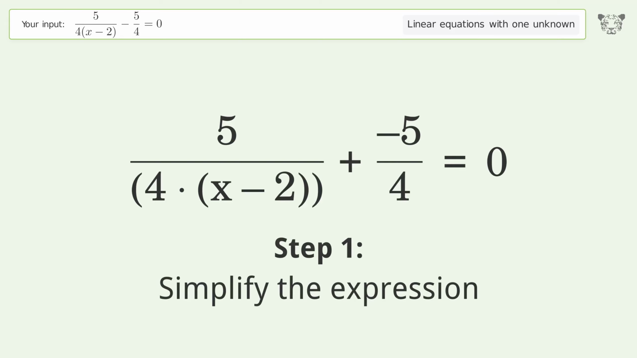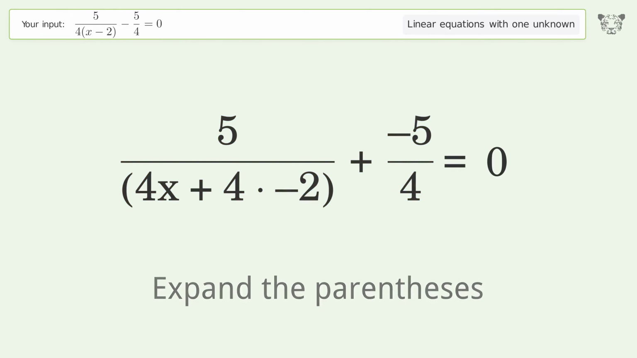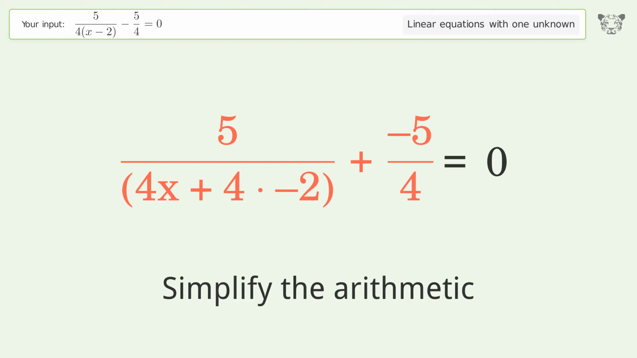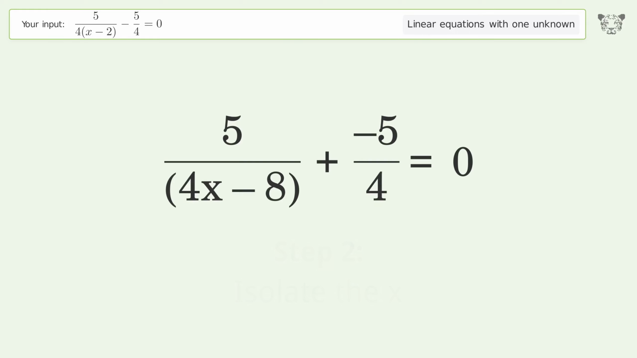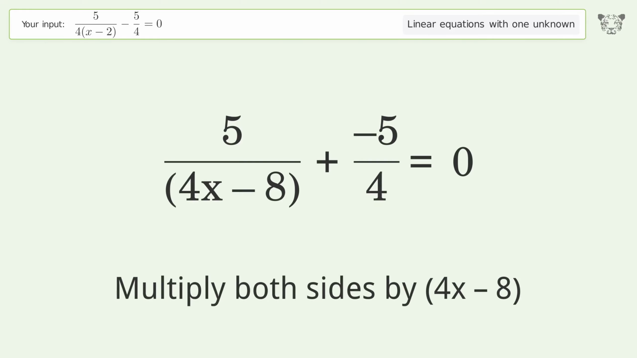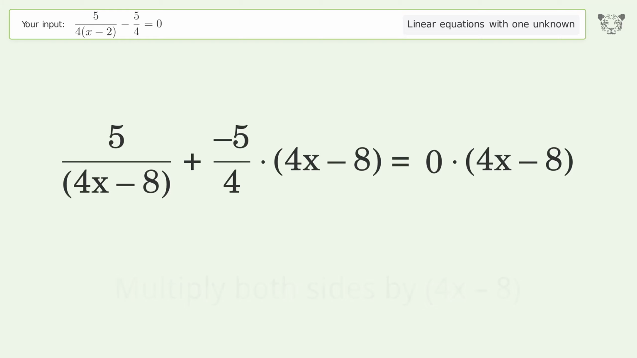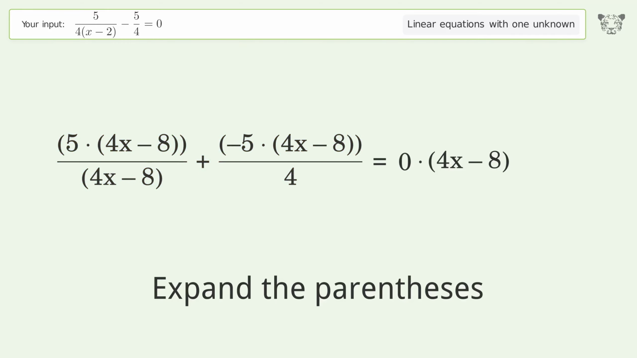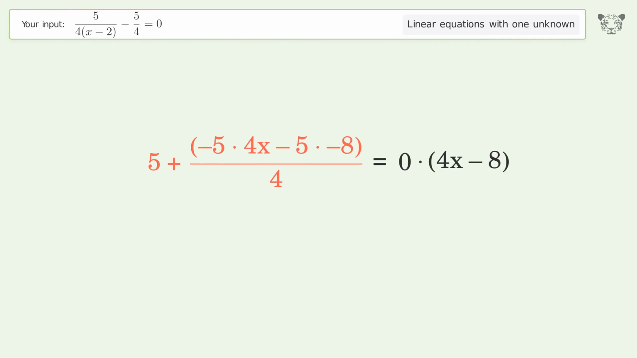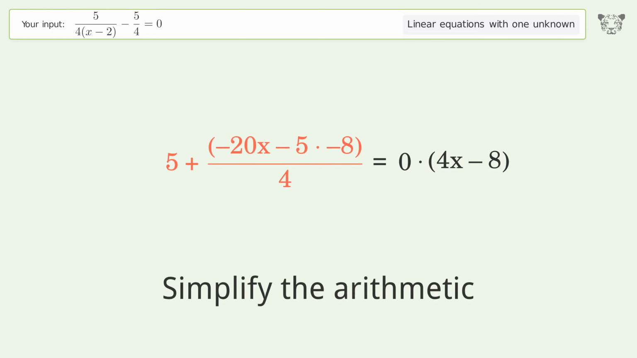Simplify the expression. Expand the parentheses. Simplify the arithmetic. Isolate the x. Multiply both sides by 4x negative 8. Expand the parentheses. Multiply the coefficients. Simplify the arithmetic.